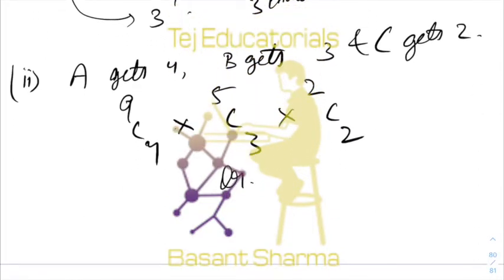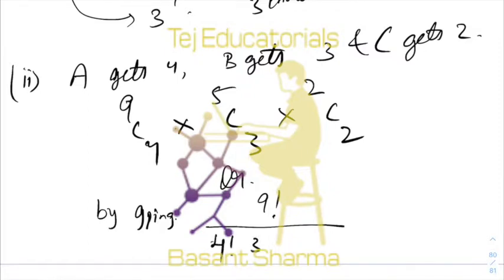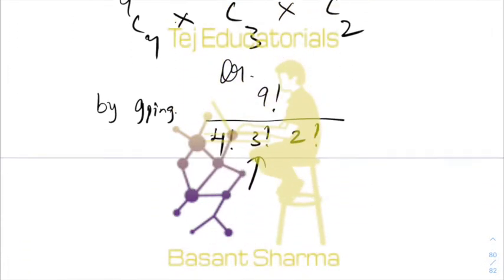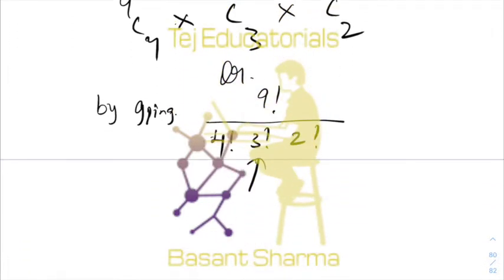Alternatively, by grouping formula, you have to group 9 objects into 3 groups, right? One group is of size 4, one group is of size 3, and one group is of size 2. This is the number of ways in which you can form the groups. So in this formula, what's important is which object will go into which group. But now we have to distribute the formed groups also.